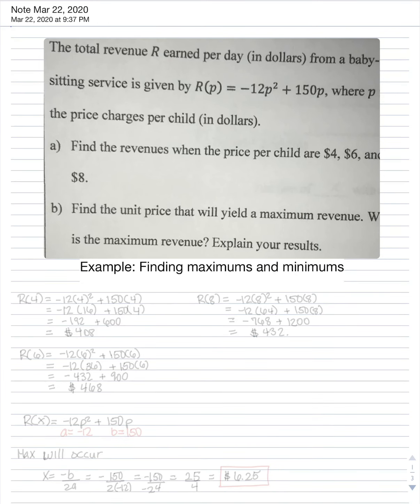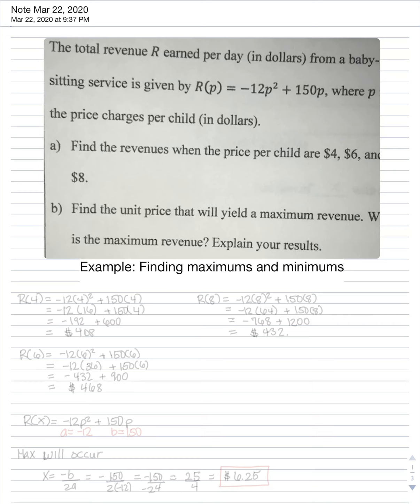So in this example, we're going to find the maximum and minimums of a quadratic function, but this is more of an application problem. So the question reads, the total revenue R earned per day in dollars from a babysitting service is given by the function R(p) is equal to negative 12p squared plus 150p, where p is the price charged per child in dollars.